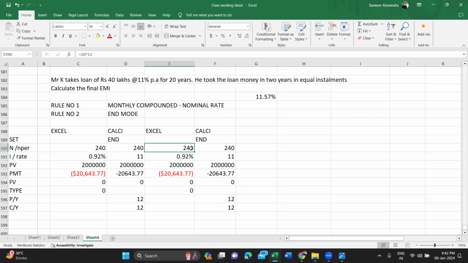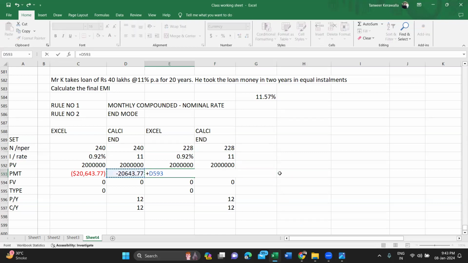But the time is now 12 months less, because the first loan he took for 20 years. Now, the first 20 lakhs is for the entire period of 20 years. The second 20 lakhs he took 1 year late. So for that he has only 19 years, not 20 years. So 19 years into 12, that's 228. Remaining things remain the same. So what's the total EMI he'll pay from the third year onwards?